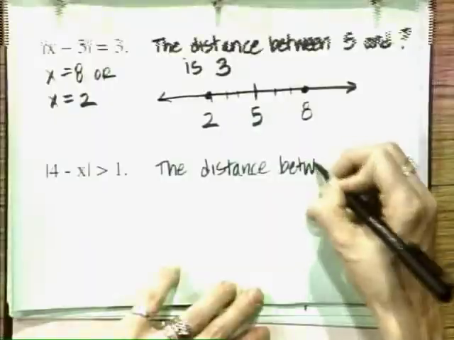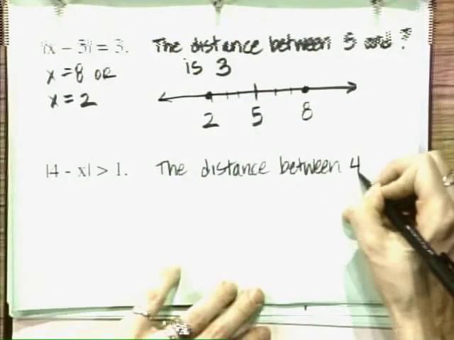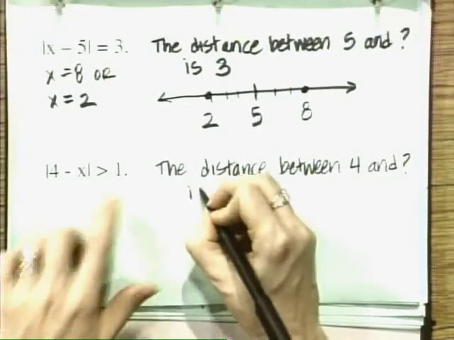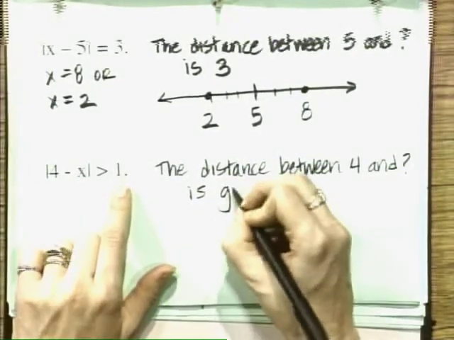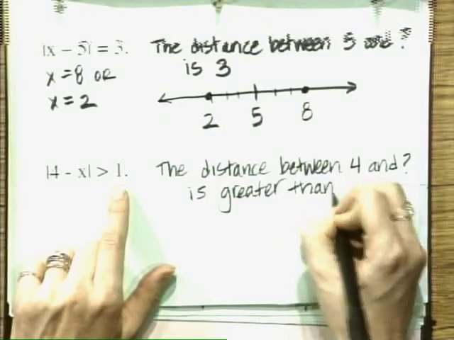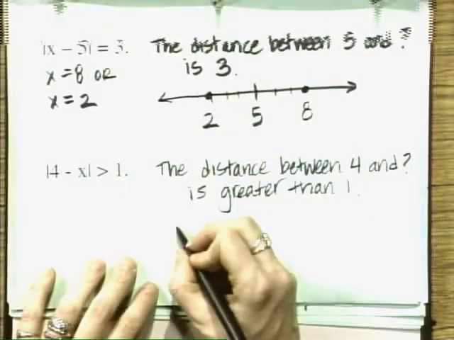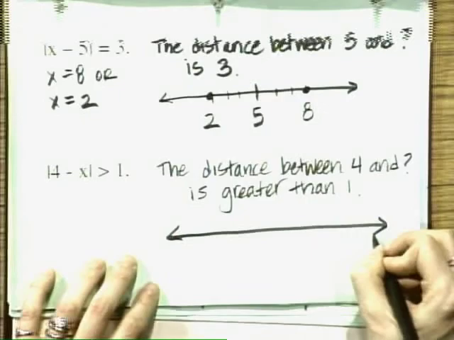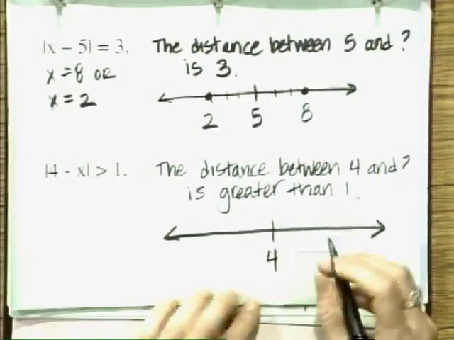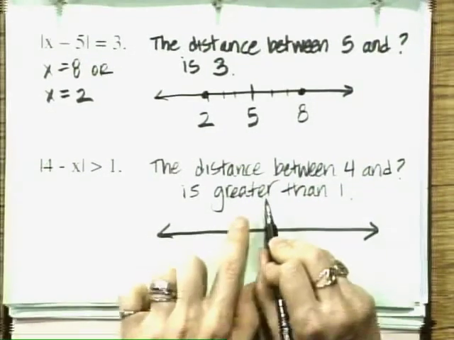We're thinking distance away from 4 this time. And what do we want to know about that distance away from 4? So the distance between 4 and some number is not going to be equal to 1. It's going to be greater than 1. Well, if we draw it out on a number line, as Ms. Wortman was showing us, the distance between 4 and some number on either side is going to be bigger than 1.